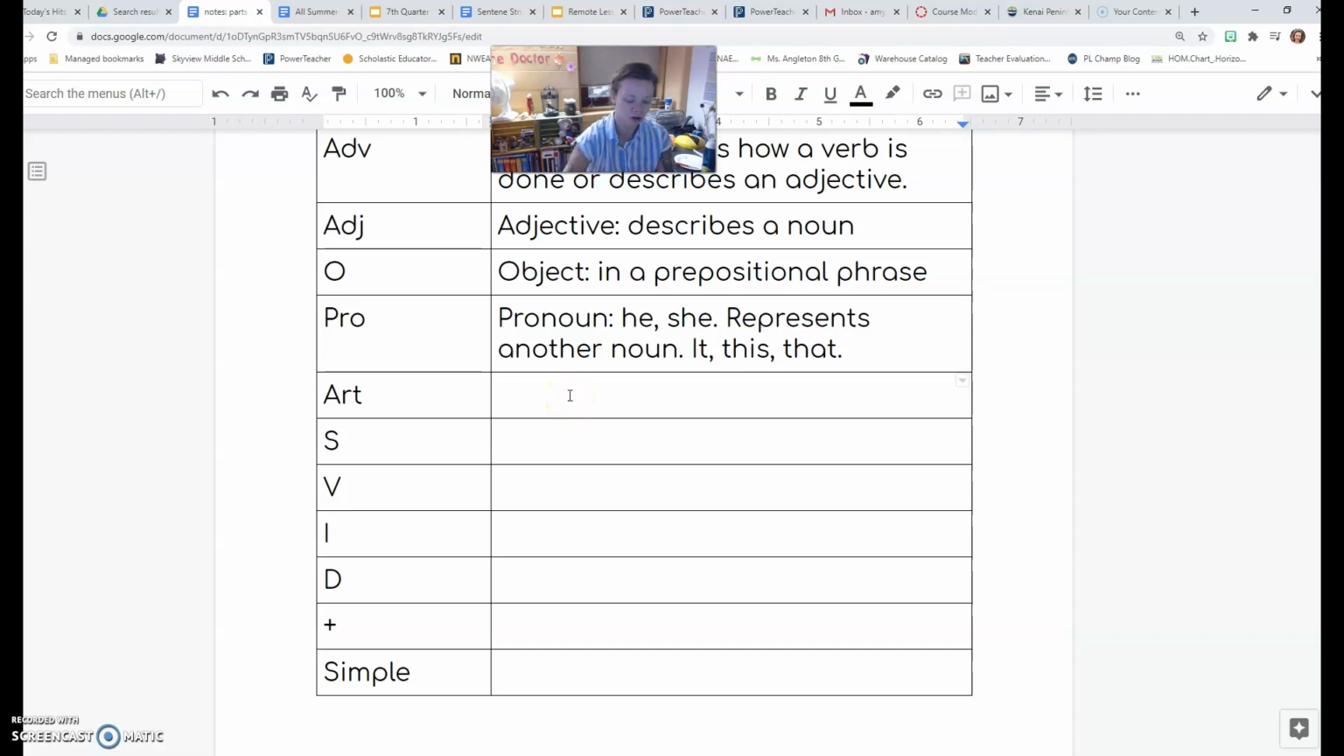ART means article. And an article just means one. And there's only two articles, a and the. So if you see a or the in a sentence, that is an article. S means subject. Subjects have to be nouns. And they are the subject of the sentence. So in a sentence, they're the noun doing the action, doing the verb.